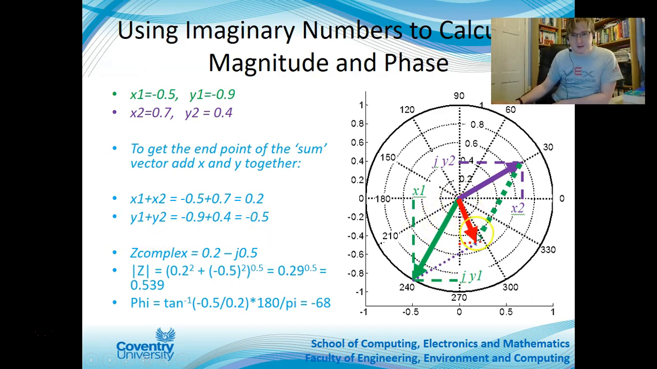And that's what this red arrow is here. It points to the new coordinate. So you've got 0.2 down by 0.5, so that's where it would be.